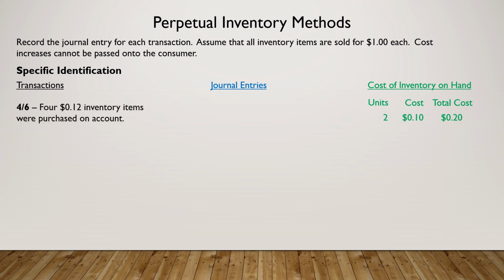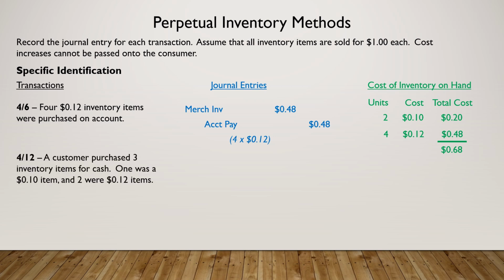April 6th, we purchased 4 12-cent items on account, debit merchandise inventory, and credit accounts payable for 48 cents. The 4 units bought at 12 cents per unit. We now have a new layer or pool of inventory. Those 4 units purchased at a total cost of 48 cents, bringing the total value of inventory to 68 cents.